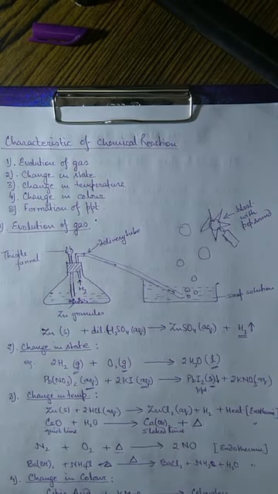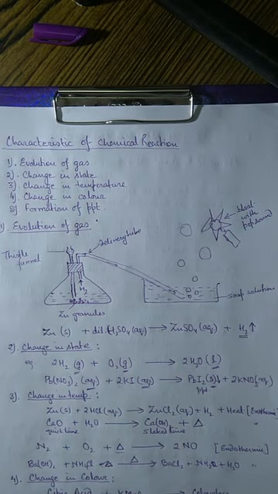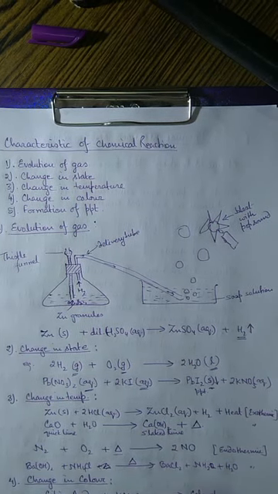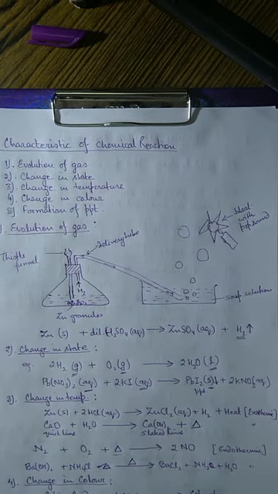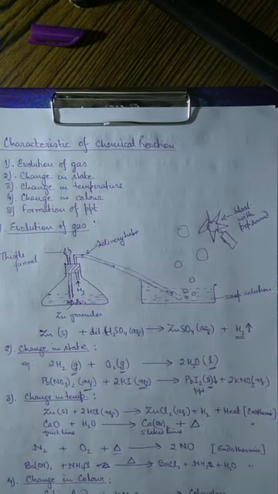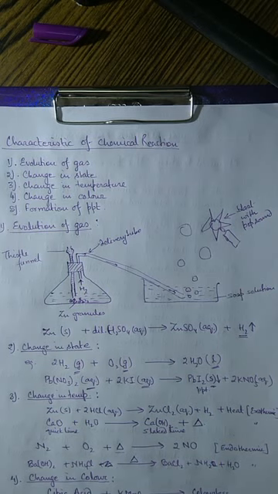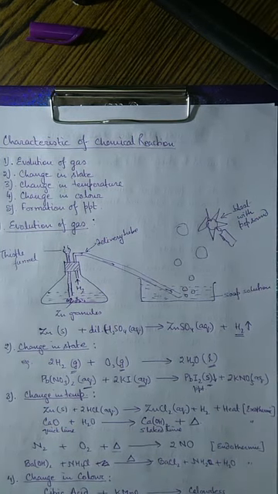Same way, sulfur dioxide reacts with potassium dichromate solution, which is an orange color solution. Sulfur dioxide gas is passed through this potassium dichromate solution. It becomes green in color. This also shows the change in color. Here orange, here green color.